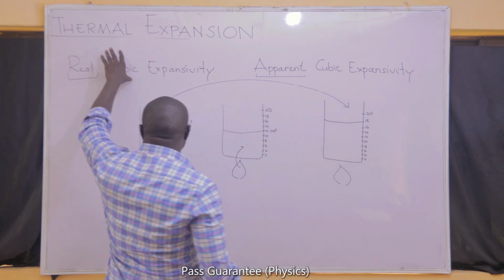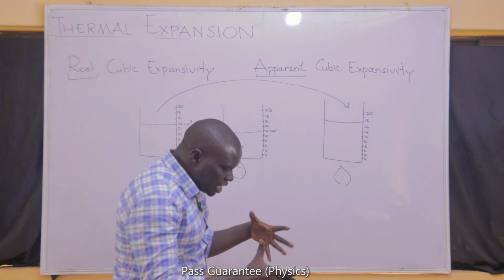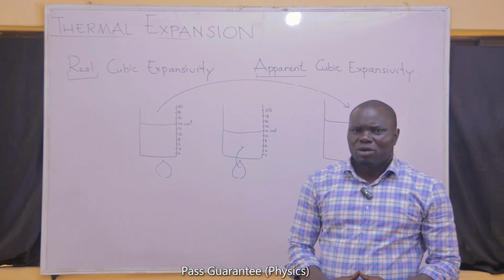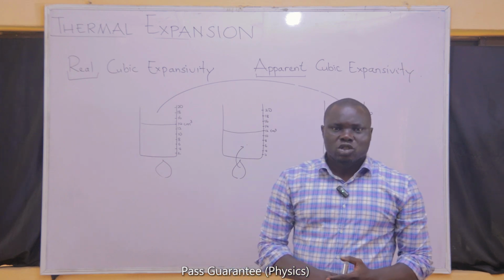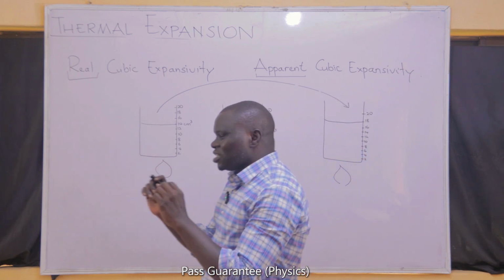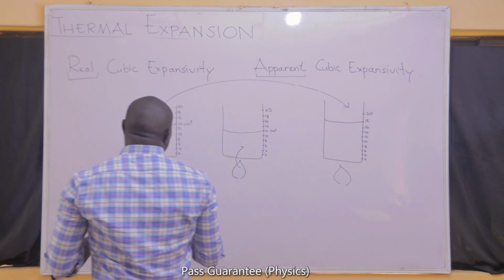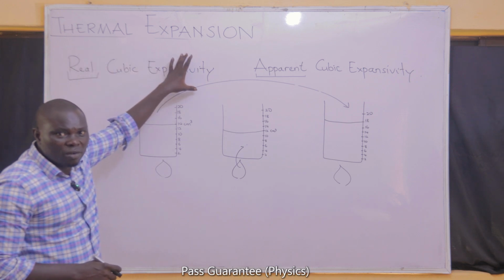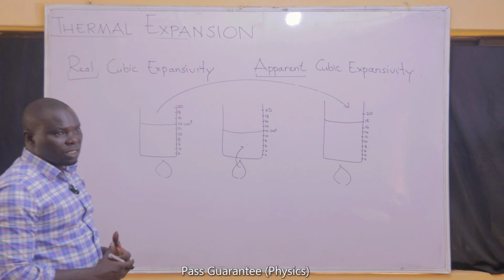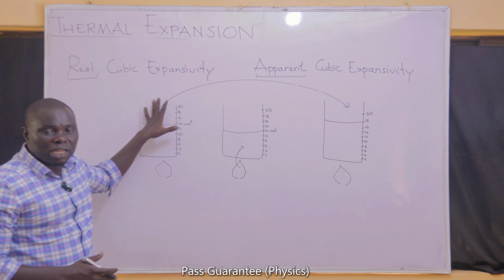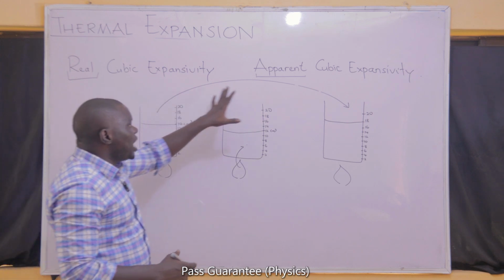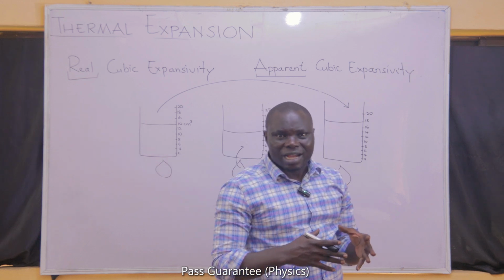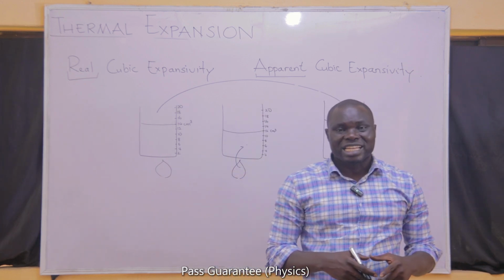The real cubic expansivity is telling us what will actually take place if it were possible for us to consider only the liquid without the container, which is the real thing that will happen to the liquid. So I will define the two so that you get to see the difference, just a small phrase at the end of their definitions. The real cubic expansivity is the increase in volume per unit volume per degree rise in temperature of the liquid, while the apparent cubic expansivity is the increase in volume per unit volume per degree rise in temperature when the liquid is heated in an expansible vessel.